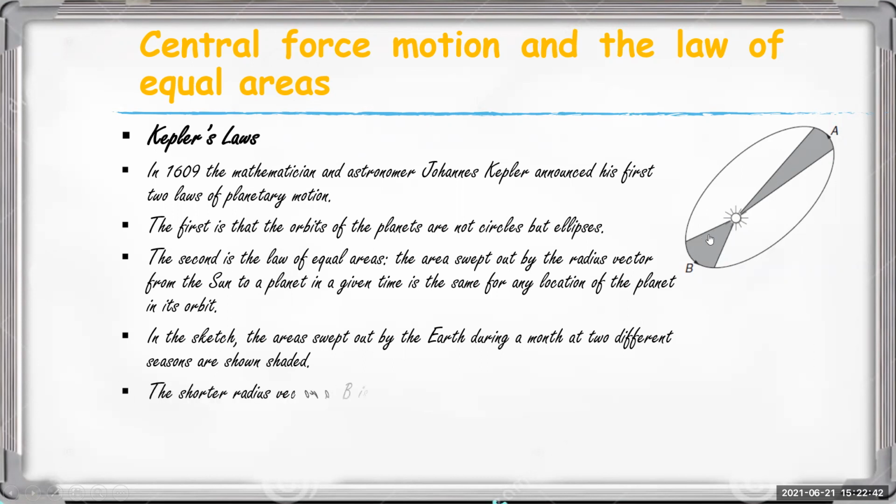Here at B, the radius vector is very small, then look at this arc, it is high. And at the point A, the radius must be greater, so this length must be smaller.